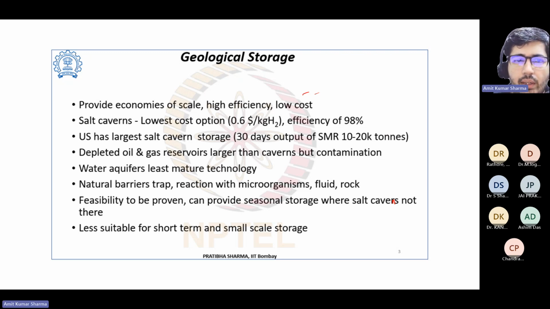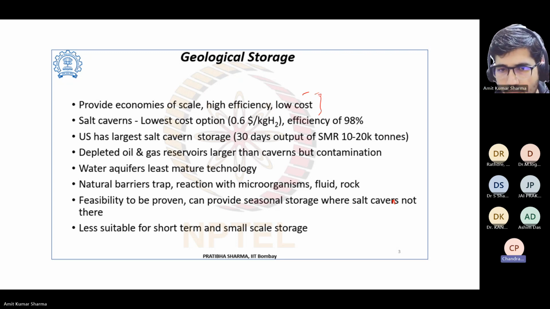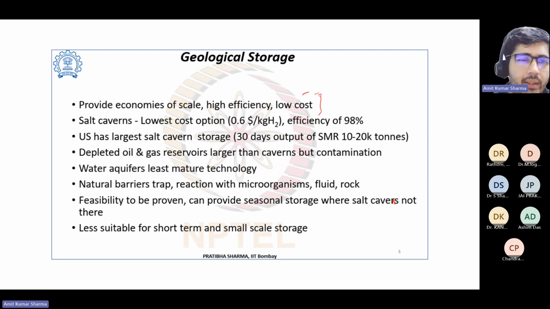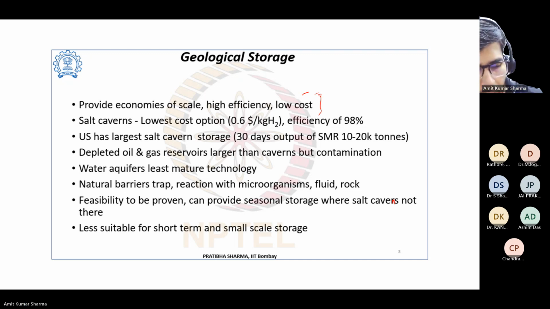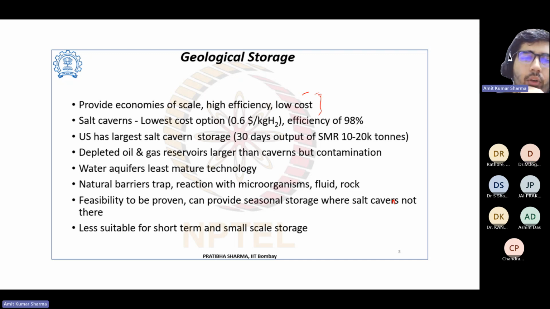The reason is you don't have to generate that space, you don't have to maintain that. You just need to see the safety, the input and output, and some other things also. But the structure is already there, so you can directly use it, like salt caverns. It is the lowest cost option, you can have $0.6 per kg of H2 with 98% efficiency.